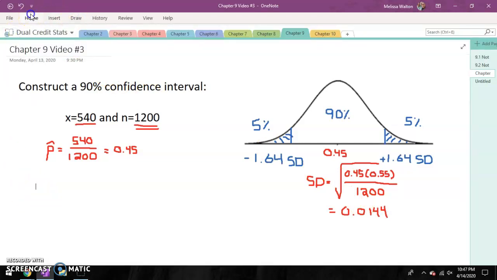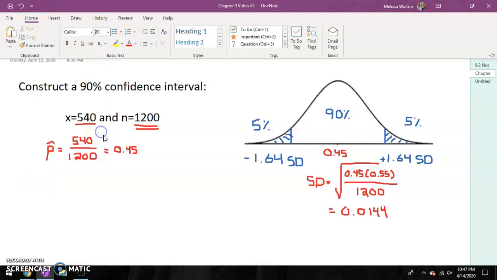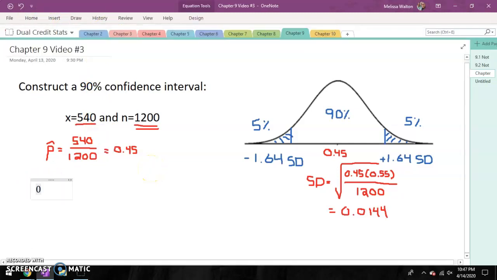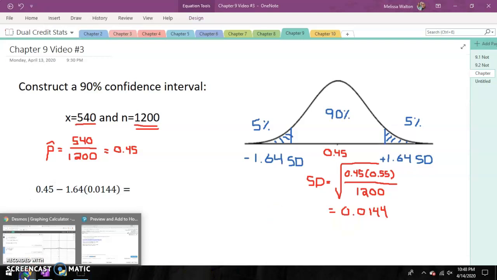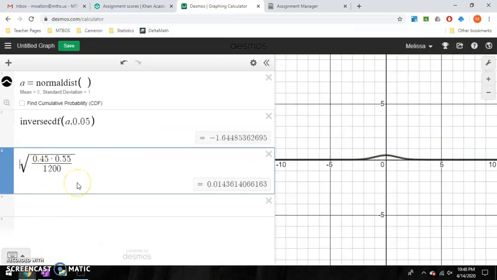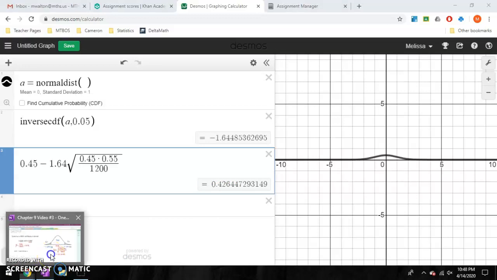Here we go. For our lower bound, here's what we ended up with. First off, our point estimate was 45%. I need to subtract 1.64 standard deviations, and each standard deviation is right at 0.0144. Actually, I'm going to kind of cheat if that's okay with you. 0.45 minus 1.64 times whatever that is. And my lower bound is right about 42.6%, so 0.426.